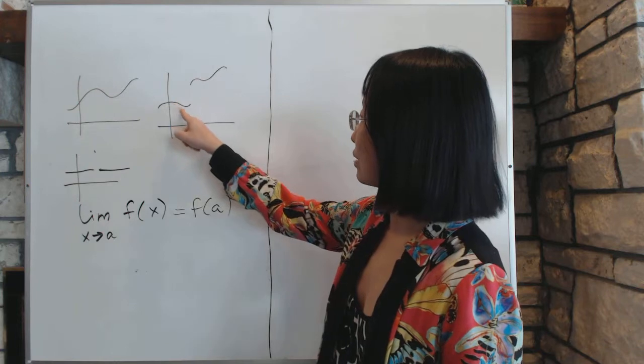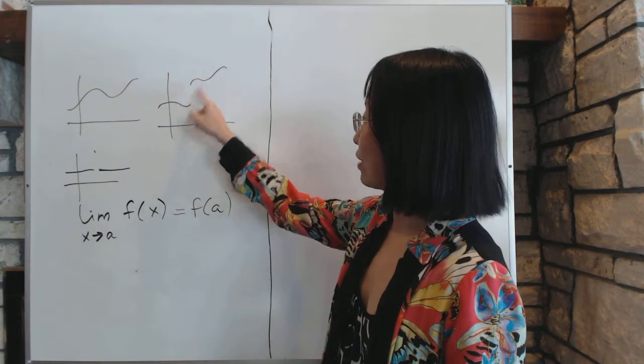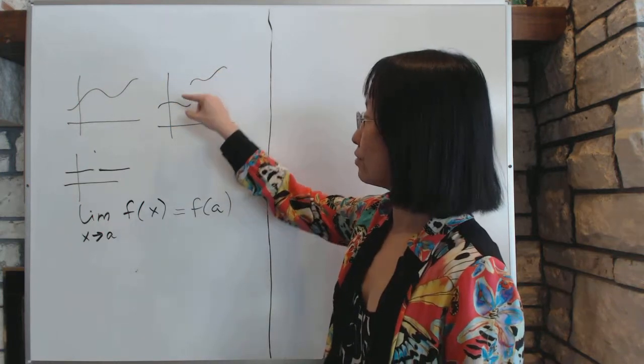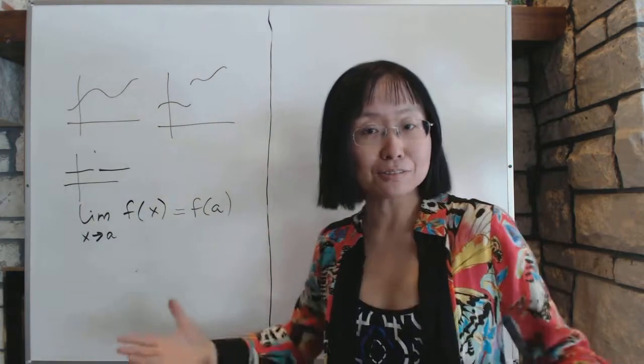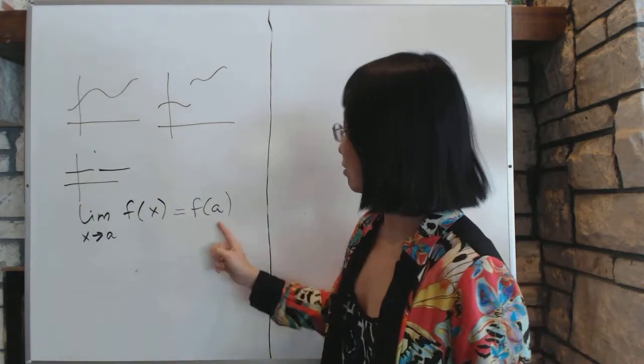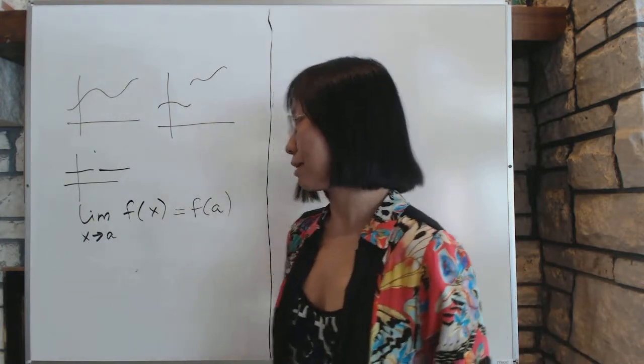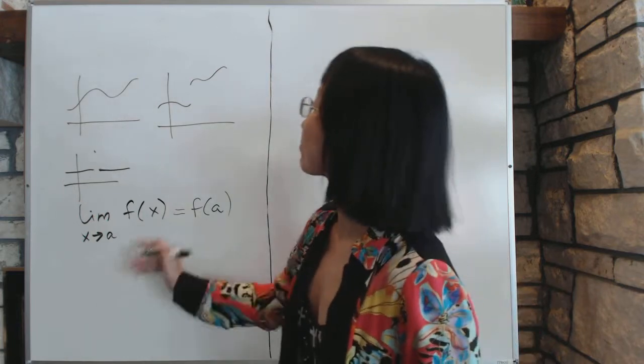For example, with this one you get over here and it's one value, but when you come from the other side, it's a different value, and you don't know which one to land on. And that, of course, means it is not continuous.